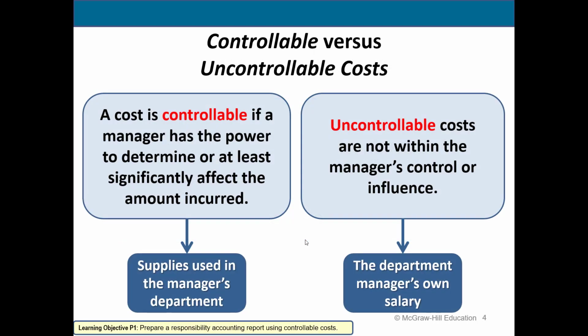A manager's performance using responsibility accounting reports should be evaluated using costs that a manager can control. A cost is controllable if a manager has the power to determine or significantly affect the amount incurred. An uncontrollable cost is not within the manager's influence or control. For example, the department manager would rarely control their own salary, but they can control or influence items such as the cost of supplies used in their department.